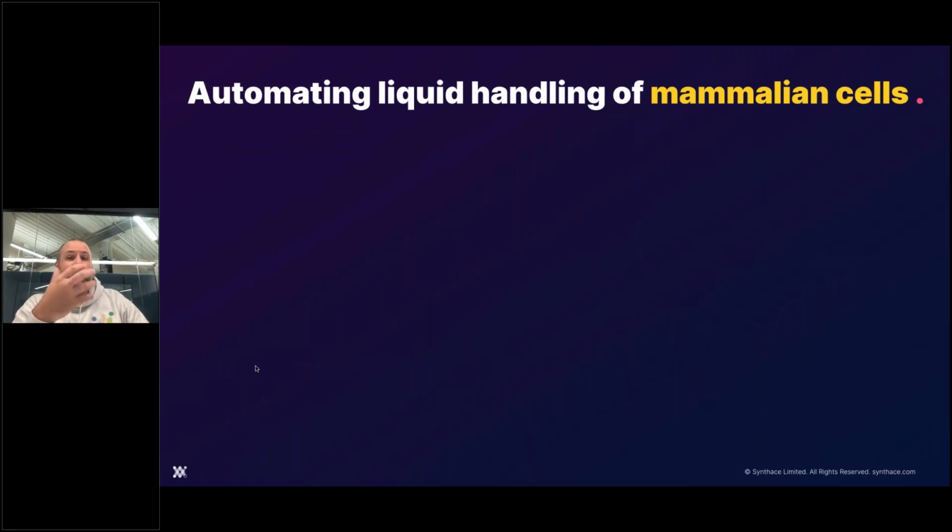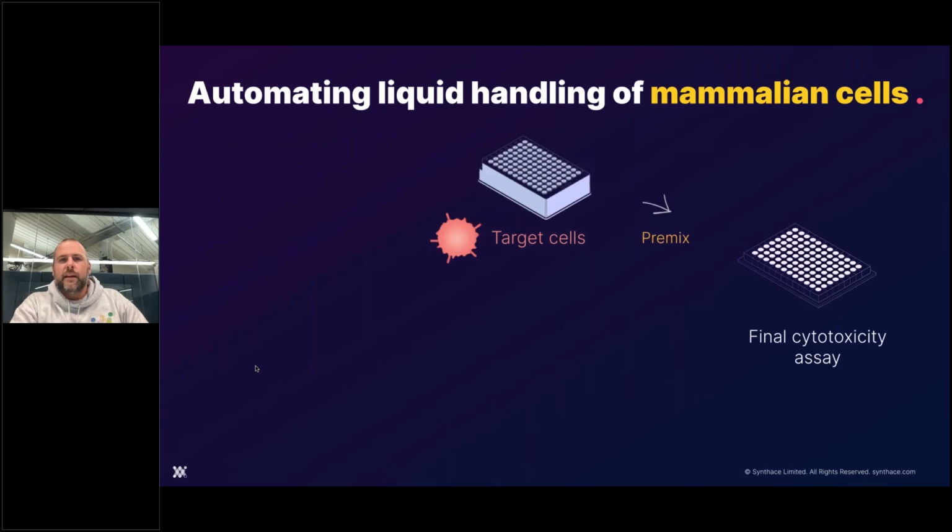The following is going to be a flow diagram of how the cytotoxicity assay is set up. To set up this assay, we first need to transfer a set number of target cancer cells into the final assay plate, pre-mixing to ensure that the cells are well mixed and that we can achieve an accurate desired target concentration.